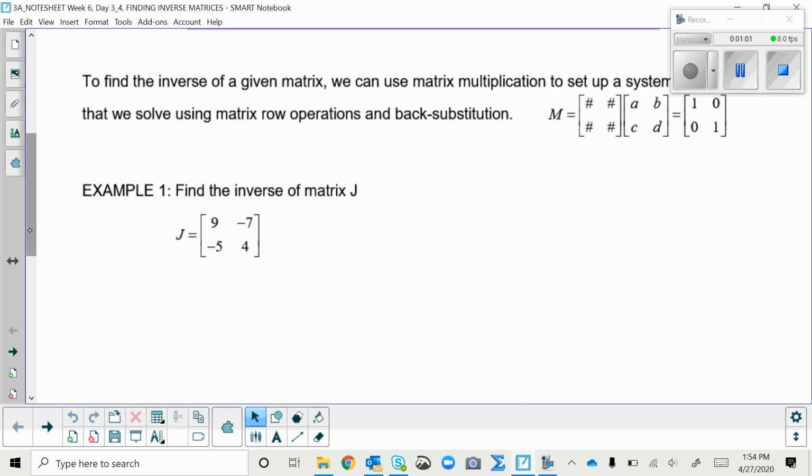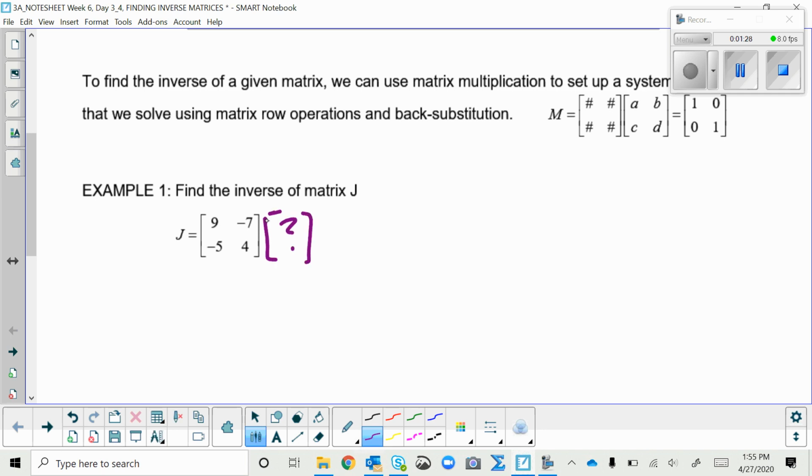All right. So what we have in example 1 is this innocent looking matrix. It's a 2x2, 9, -7, -5, 4. We are going to find its inverse. Now, we don't know what it is, but we know it has one, or the problem wouldn't be asking us to find it. And we know that when we multiply it by its inverse matrix, which we don't know yet, we get the identity matrix. We talked about that before. And since the original matrix is 2x2, the identity matrix is going to be 2x2.